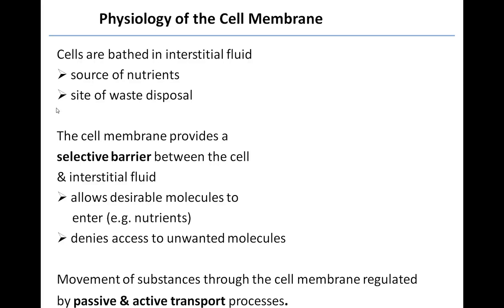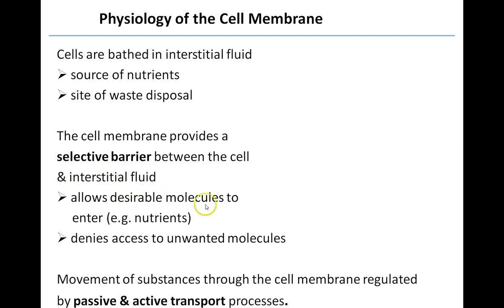This fluid is a source of nutrients, oxygen as well, hormones, immune components that the cells will need to survive. So that is available in the interstitial fluid. It's also the site where wastes created by the cells are disposed. The cell membrane provides a selective barrier between the cell and that fluid on the outside.